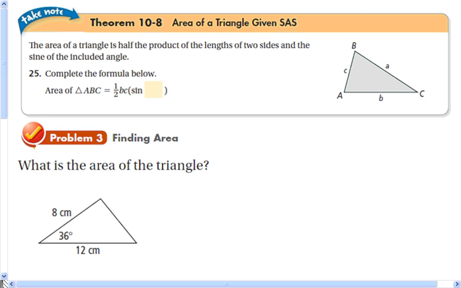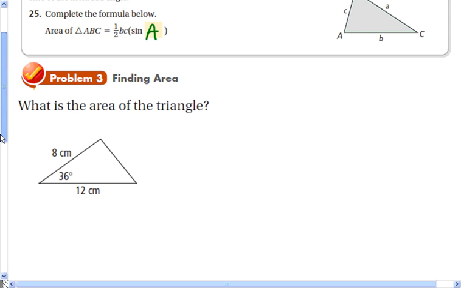All right, theorem 10.8, the area of a triangle given side angle sine. The area of a triangle is half the product of the length of 2 sides and the sine of the included angle. And so the area of triangle ABC is 1/2 B times C times the sine of A, because A is included in the sides B and C. All right, so let's use that.